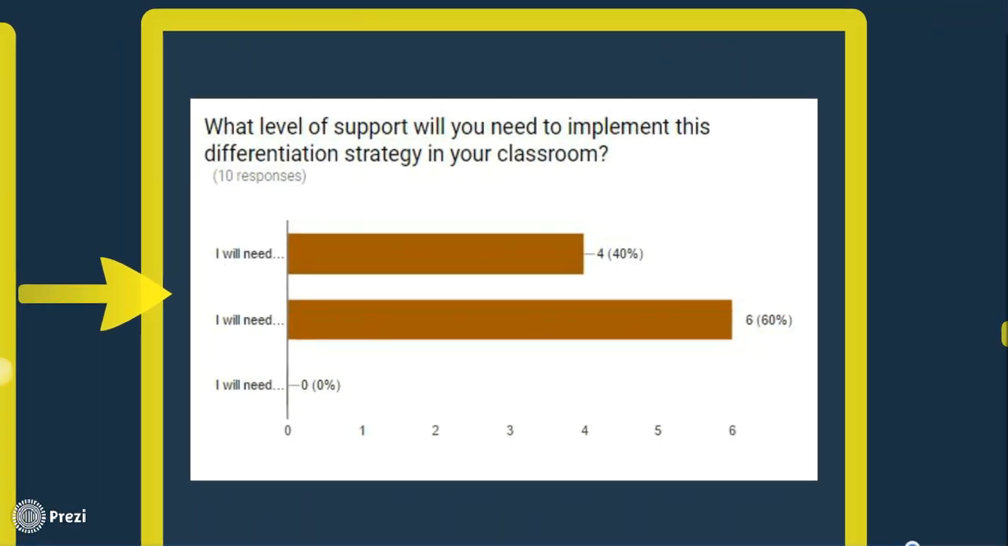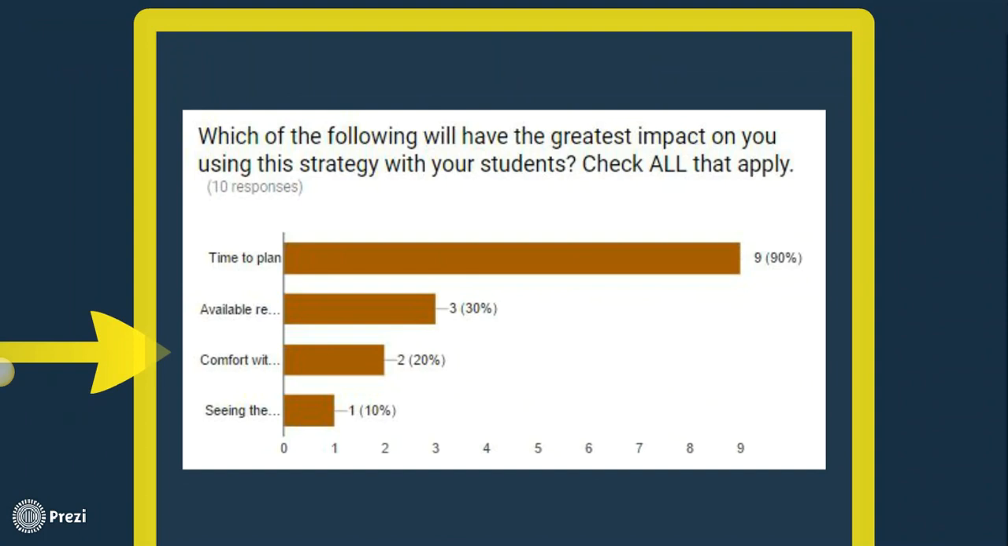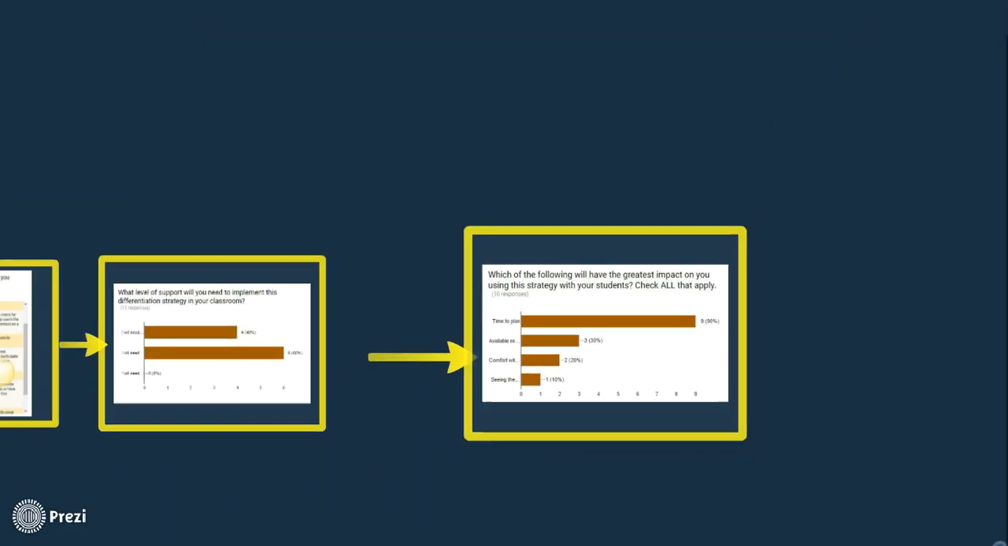And then, what level of support will you need to implement this differentiation strategy? 40% of the participants said they would need minimal support, 60% said they would need moderate support, and nobody needed major support. And in talking to them, the support really came in the area of finding resources. 90% of the participants said that planning time would be the greatest challenge for them. Available resources, 30%, comfort with technology, 20%, and then 10% seeing the value in this particular strategy's use.